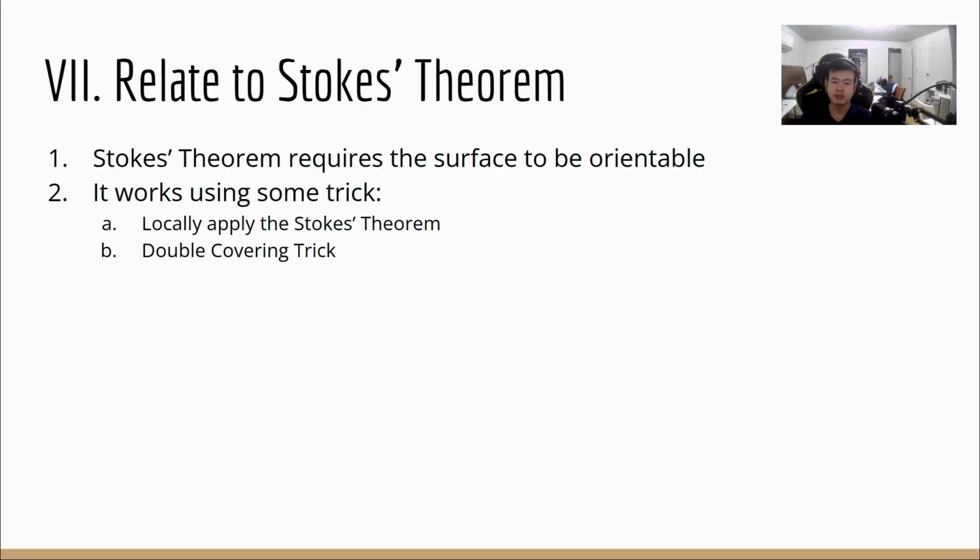Another approach is the double covering trick. This method is a bit more advanced, and I'm still wrapping my head around it. But the basic idea is to wrap around the Mobius strip twice, effectively turning it into an orientable surface, and then we divide the result by 2, and that way Stokes' theorem becomes applicable in this case.